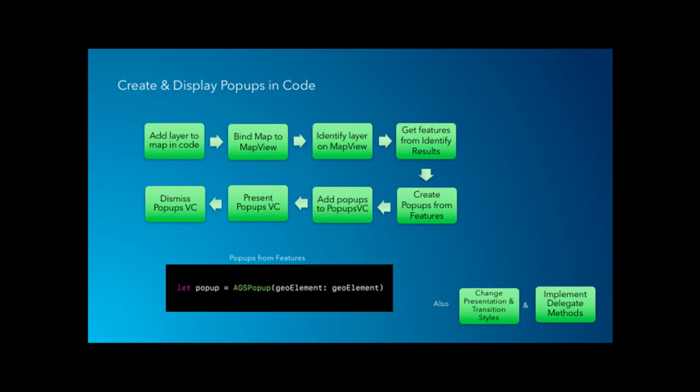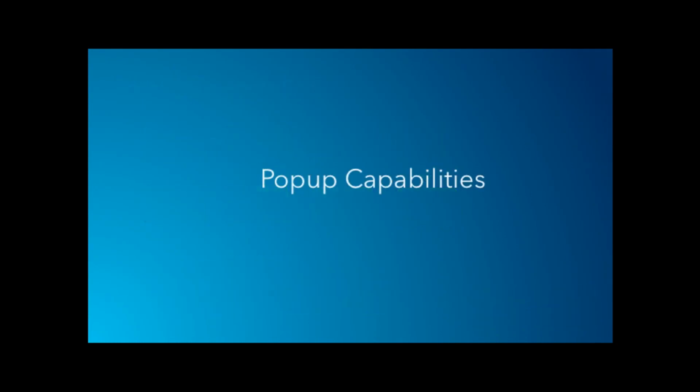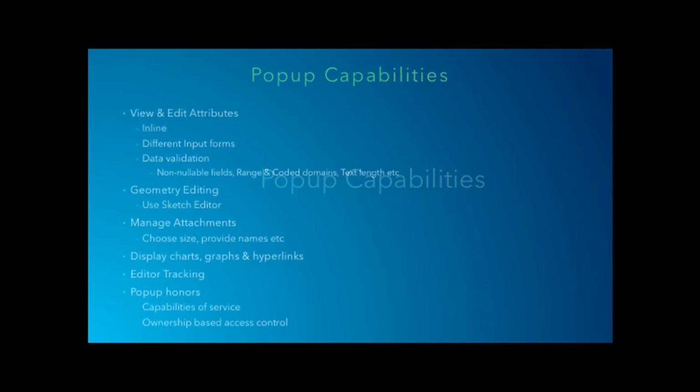A pop-up created in code by default has all the fields, but there are options in which you can configure that in your code as well. Next, let's see what the default pop-up in the iOS SDK offers. We know that pop-ups allow you to view and edit features, but the default pop-ups in iOS also make inline editing of attributes possible. It provides different input forms like segment controls and lists while editing.